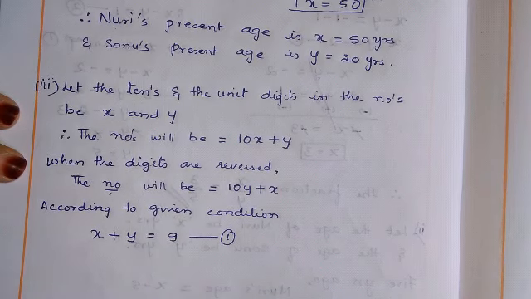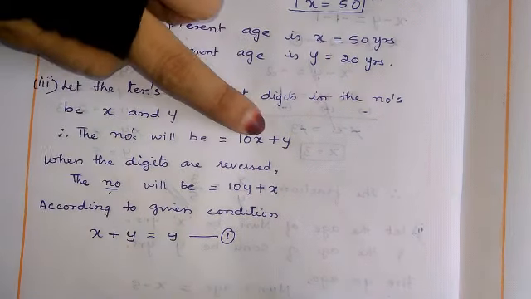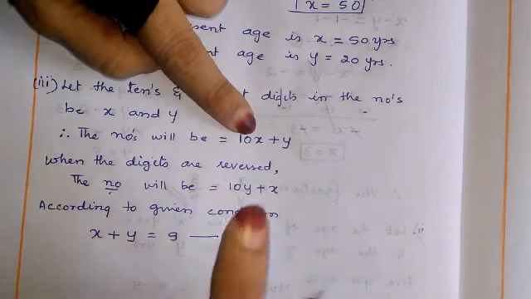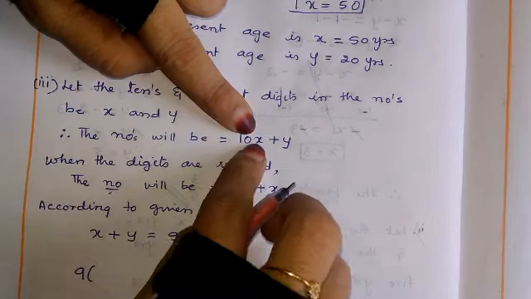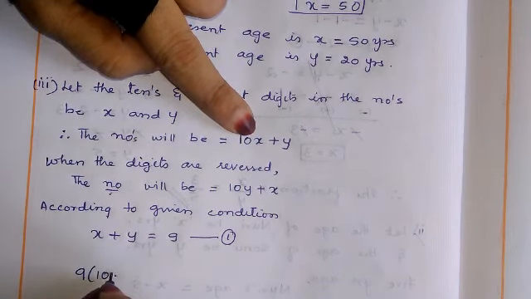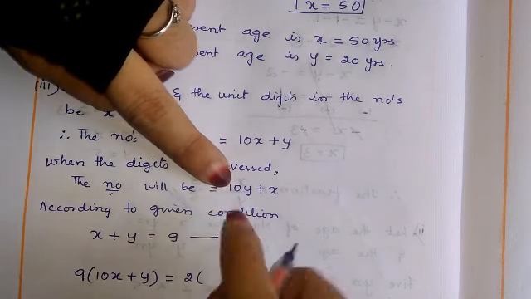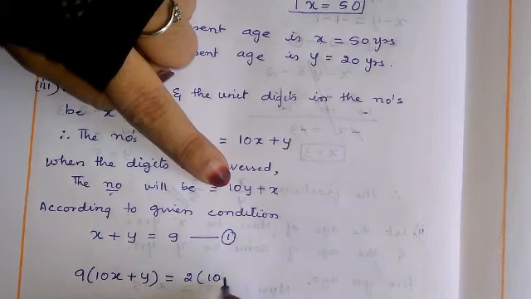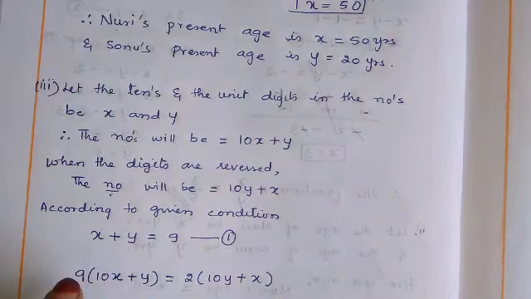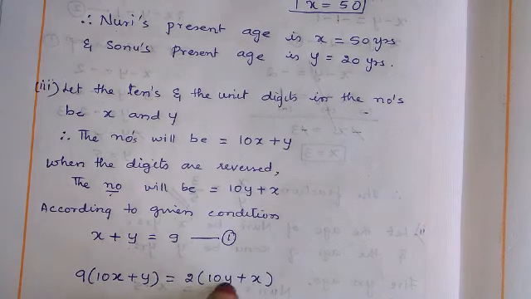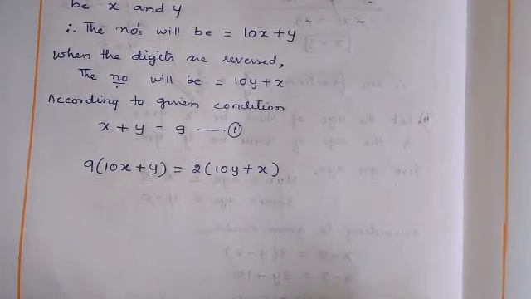The next condition is 9 times this number is twice the number obtained by reversing the digits. Okay, I have written the given condition. 9 times this number is twice the number obtained by reversing the digits. Let us find equation 2 now.